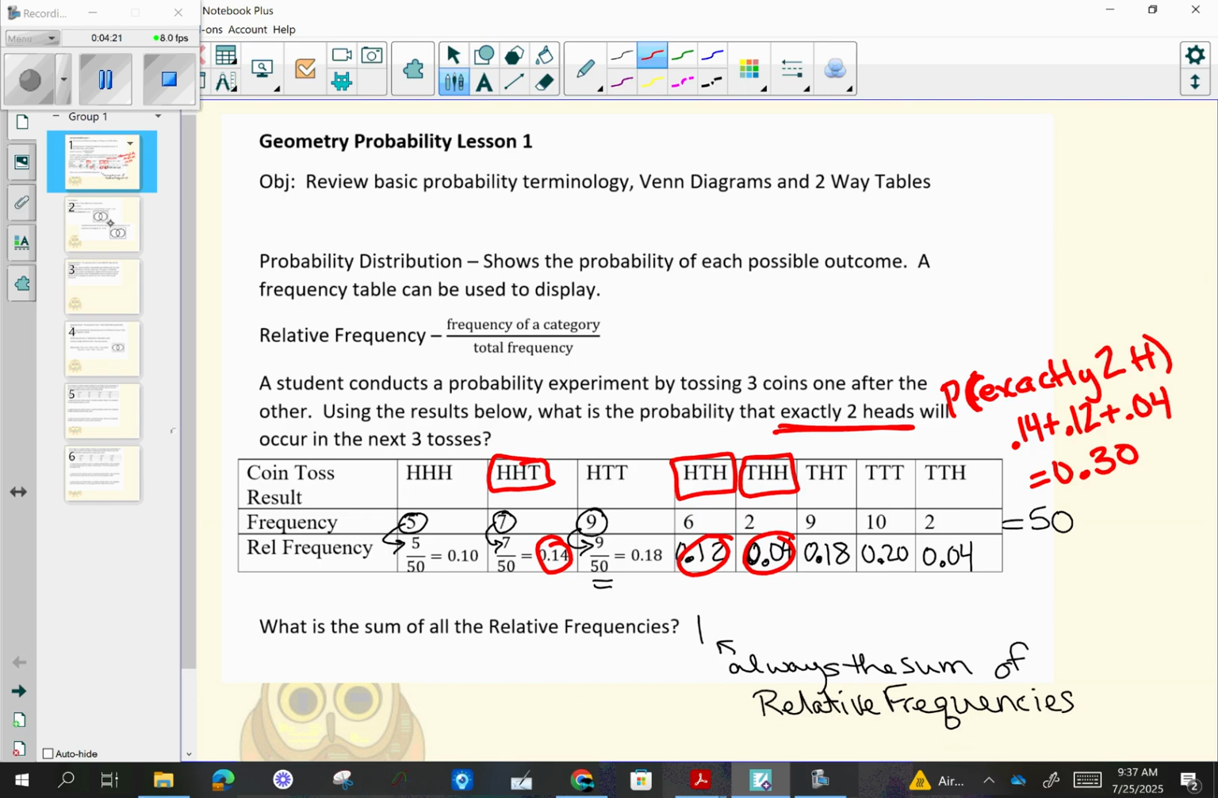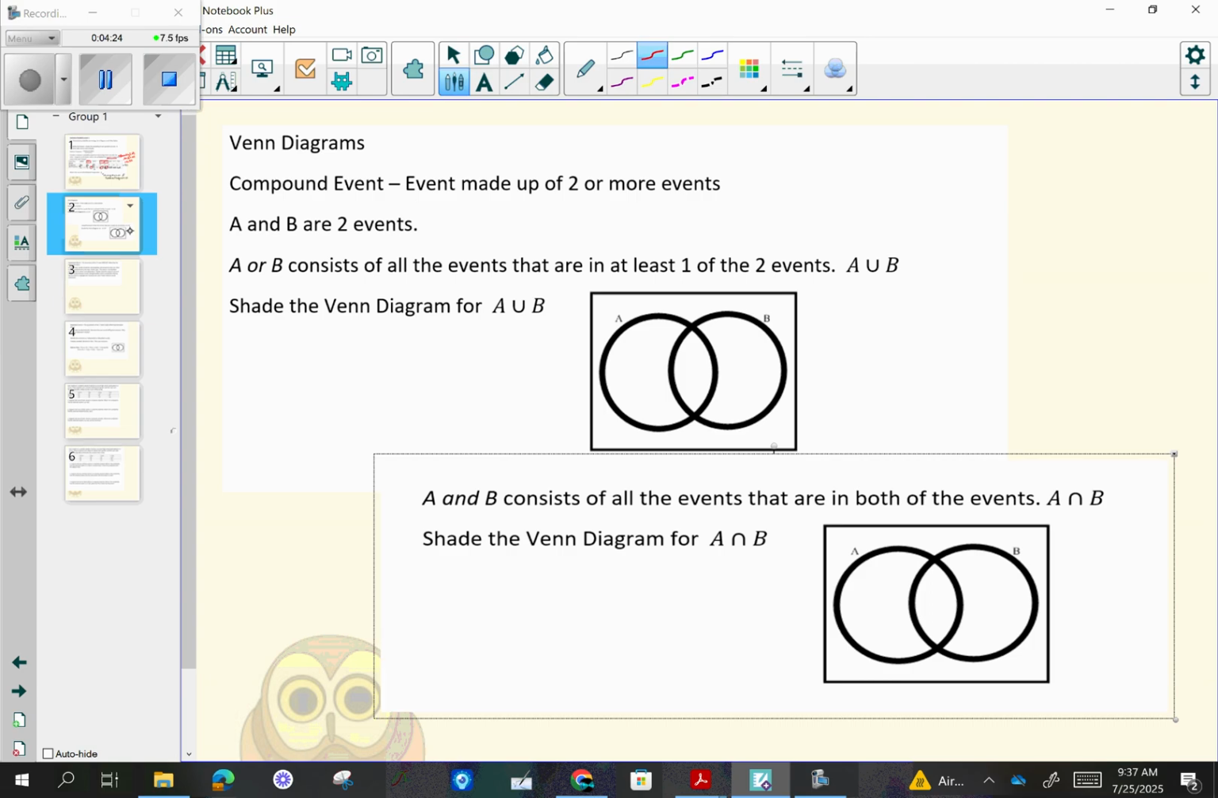All right, the next thing we're going to look at is something called Venn diagrams, and you've seen these before. That's when you connect the circles. Sometimes people do them with squares. It's just 2 connecting items. Those items are connected because we have events that are made up of 2 or more events. So in this case, A and B are the events. And if I want to find the union, which is all the events that are in at least one of the 2, this is the symbol for union. It looks like a U, conveniently.